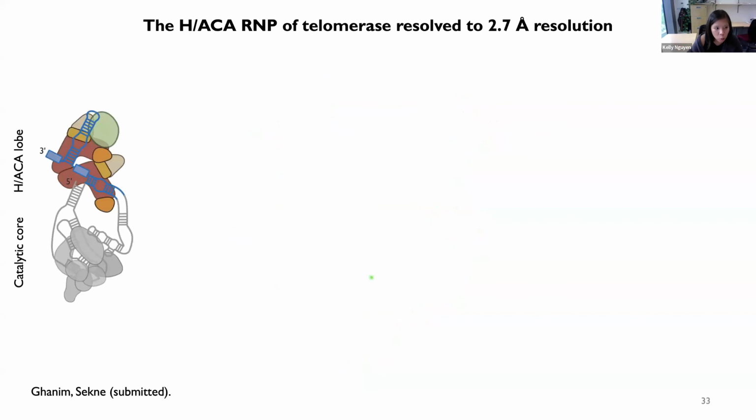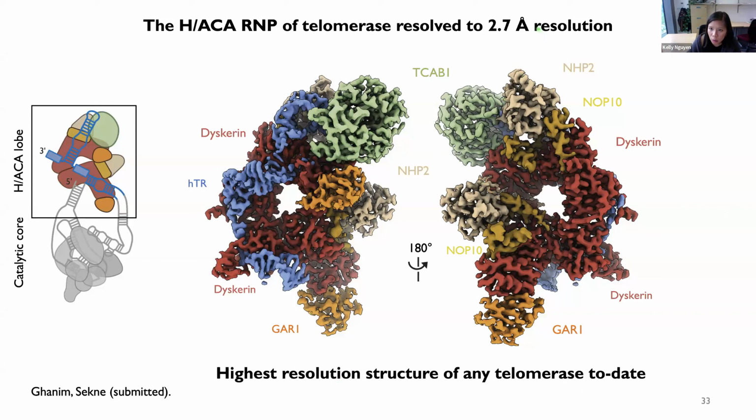So also for this work, we collected a lot of data that allowed us to resolve the structure of the other lobe of the enzyme, which didn't undergo huge conformational changes. We resolved it to 2.7 angstrom resolution, and this is our density. And this lobe has a lot of functions in other pathways in the cell, so this is actually quite important for another field in addition to telomerase. But this is really the first human structure that went below 3 angstrom resolution, and it is currently the highest resolution structure of any telomerase to date. So this is almost a dream come true for us.